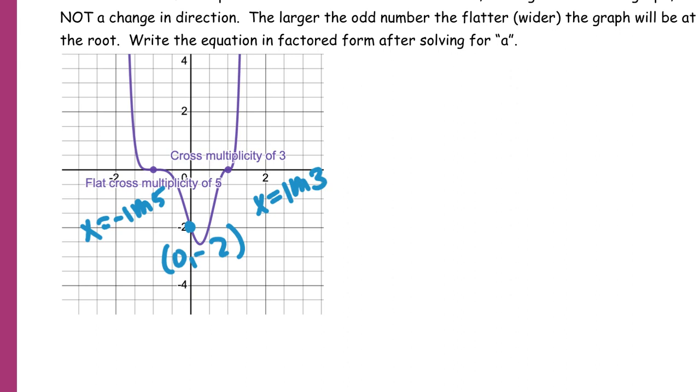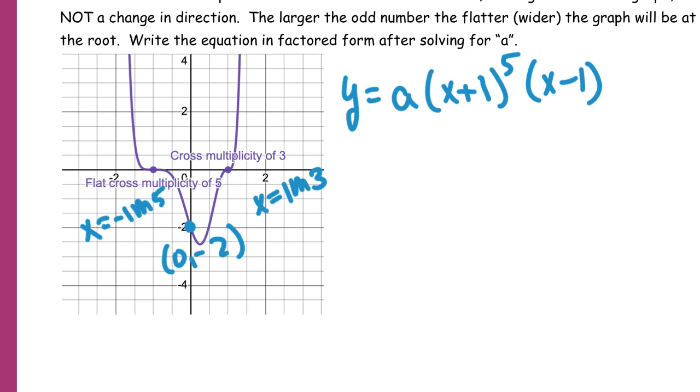And then, of course, this multiplicity of 3, well, what does 1 look like instead? It just goes straight through like a line, right? But this one's got a little flat. Almost like about as much as that little bounce for the quadratic. So here we've got y equals a. I'm going to have x plus 1, and it's going to be to the 5th power. And then I got x minus 1. That's going to be the 3rd power.